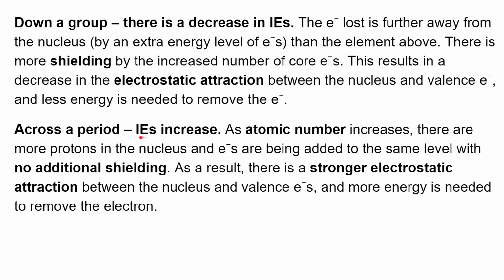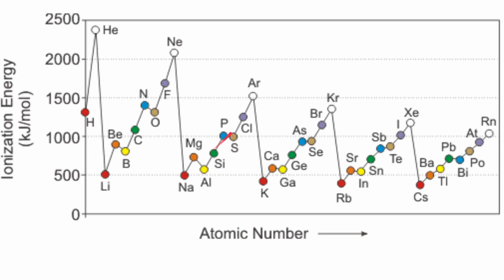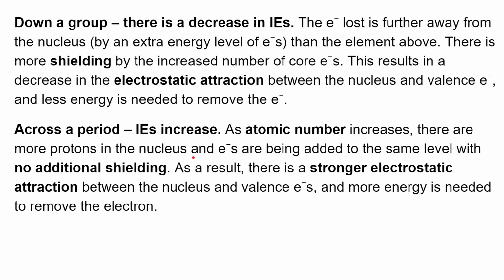Across a period, the ionization energy increases. As the atomic number increases, so does the number of protons in the nucleus. Okay? So magnesium has more protons in the nucleus than sodium. Sodium's got 11, while magnesium's got 12.